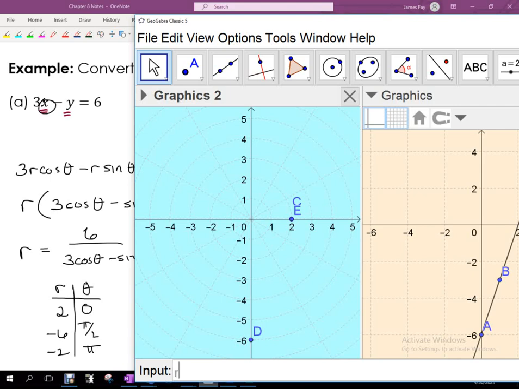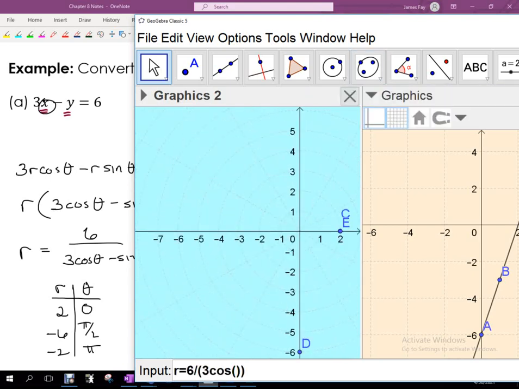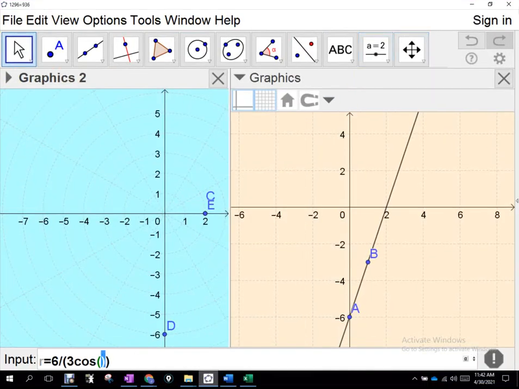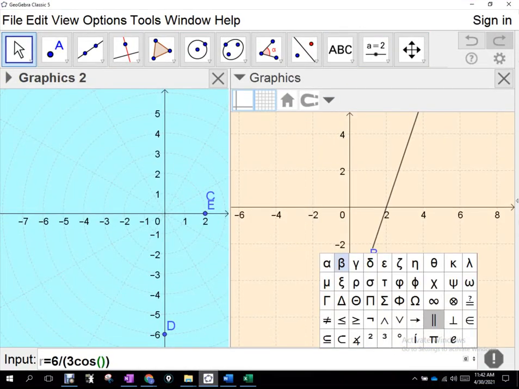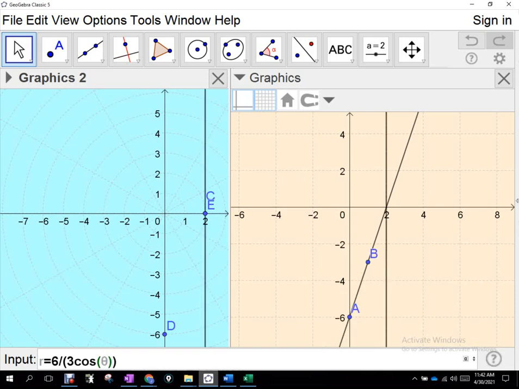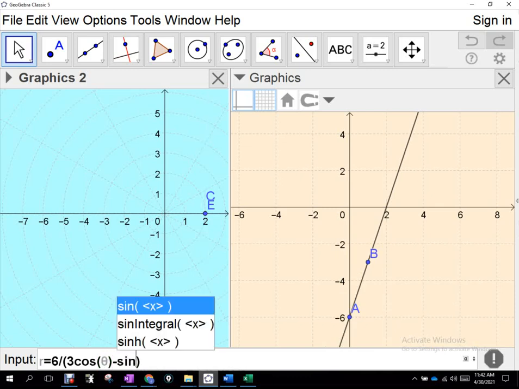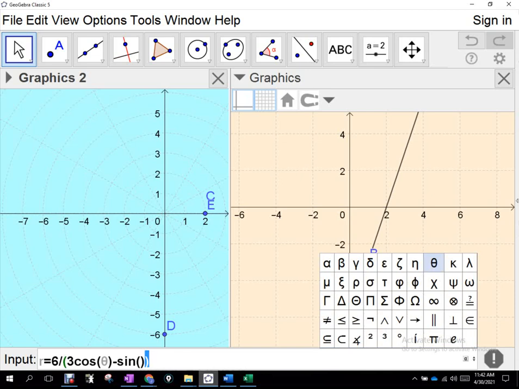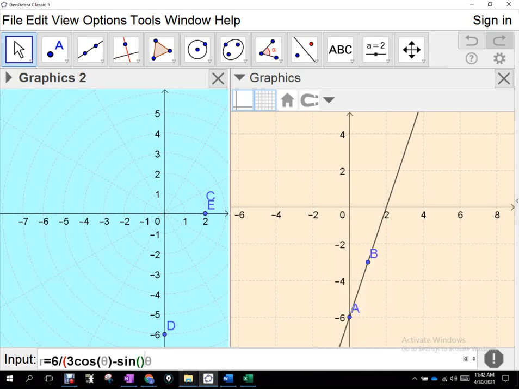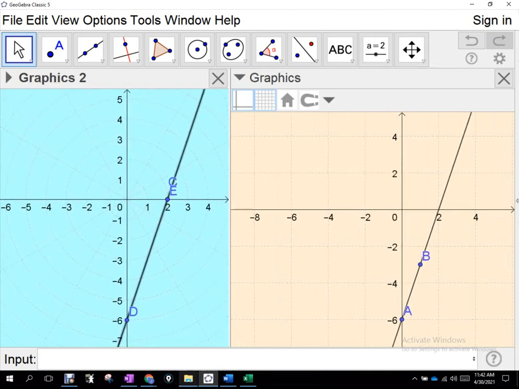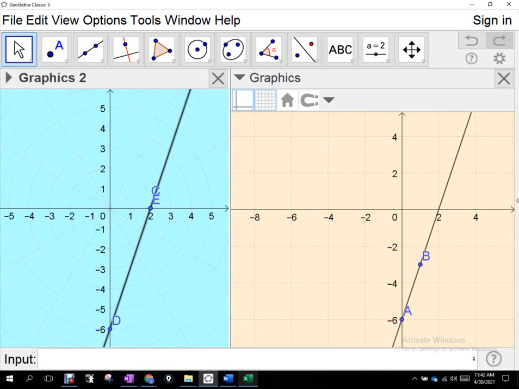If I go r equals 6 divided by 3 cosine of theta minus sine of theta. There we go. Do those lines look like the same line?